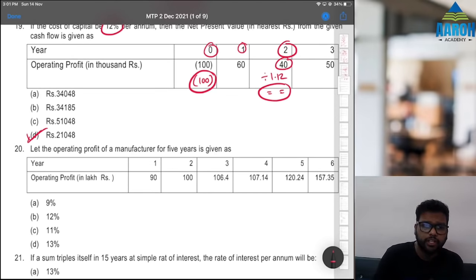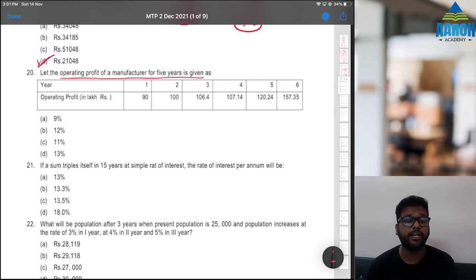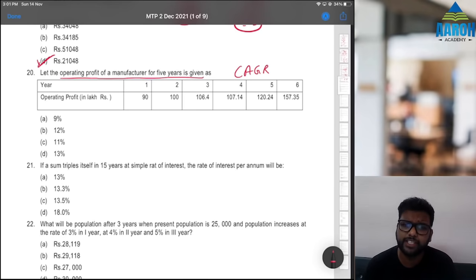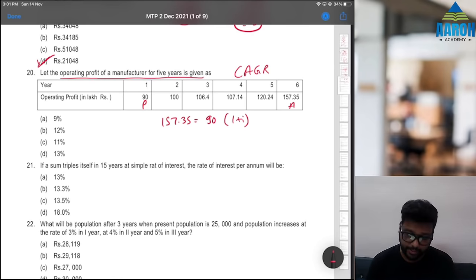Fine. Now in question 20, they have not asked what is to be calculated. See, let operating profit for 5 years as, and it is not 5 years, they have given 6 years, and they have not asked what is to be calculated. Let's assume that we want to calculate CAGR, because that seems logical. For CAGR, we take last year as amount, first year as principal. So 157.35 is equal to principal into 1 plus I raised to n. N is now not 6 years, but 1, 2, 3, 4, 5 years. Okay. Let's assume that we want to find CAGR. I don't know what is to be calculated.